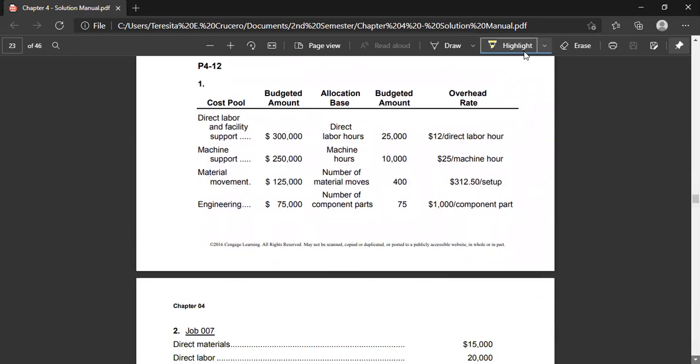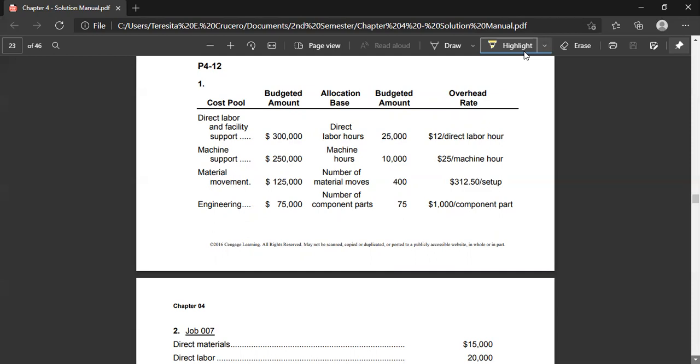Now we have the following cost pools: direct labor and facility support, machine support, material movement, and engineering. The potential allocation basis and their estimated amounts were as follows. So we are given now the budgeted amounts for each of these cost pools: 300,000, 250,000, 125,000, and 75,000.